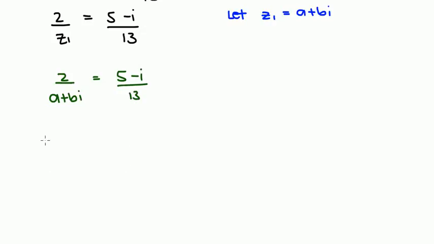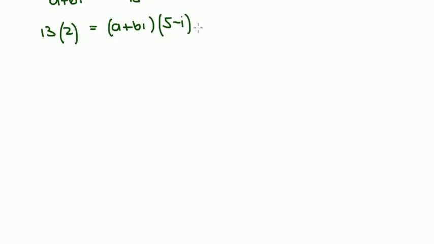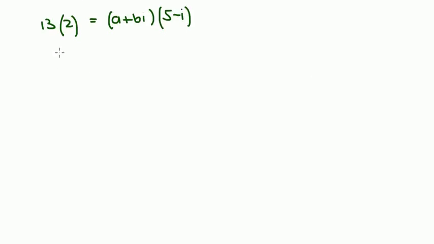So I'm going to multiply both sides by 13. So I get 13 multiplied by 2. Multiply both sides by a plus bi in order to get rid of the fractions. So I get a plus bi multiplied by 5 minus i. Now I multiply out my brackets. 26 is equal to 5a minus ai plus 5bi minus bi squared.